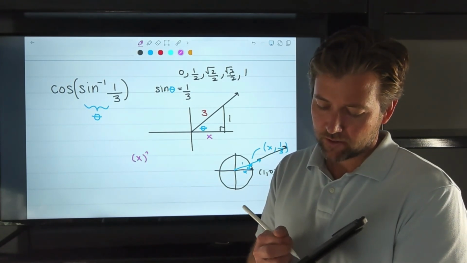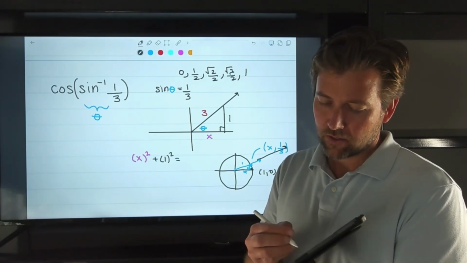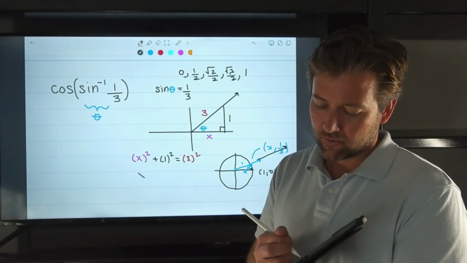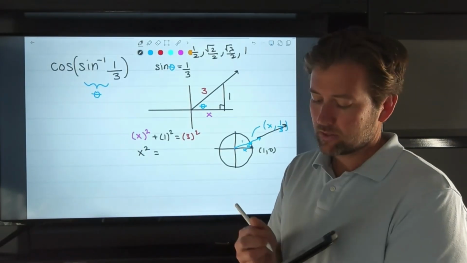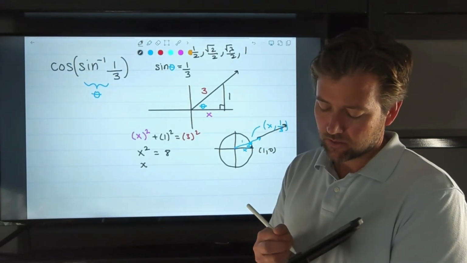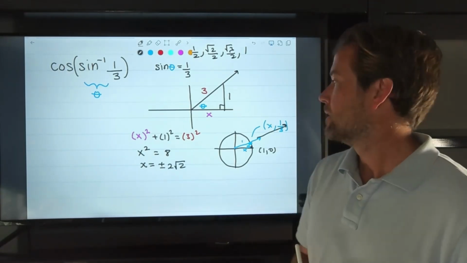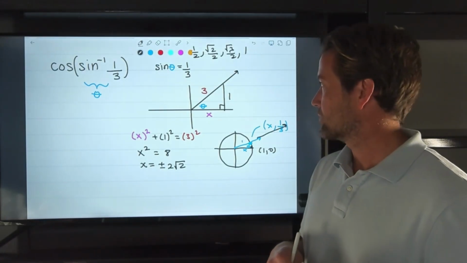So x squared plus 1 squared equals 3 squared. X squared equals, this is 9 minus 1, which is 8. X equals plus or minus 2 times the square root of 2. The square root of 8 can be rewritten as 2 times the square root of 2.